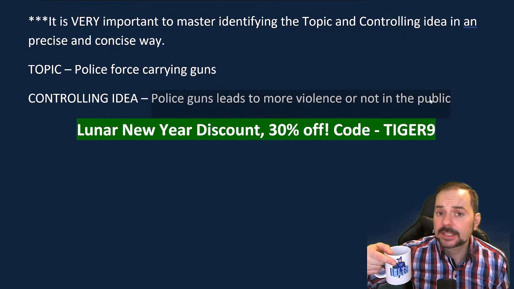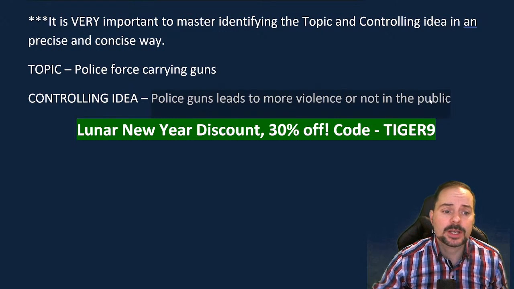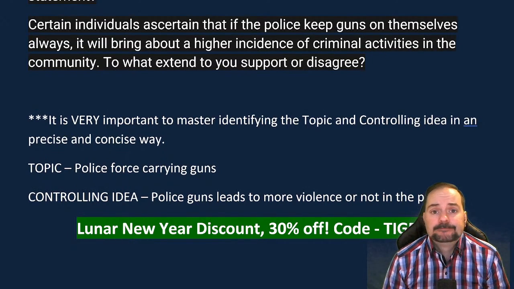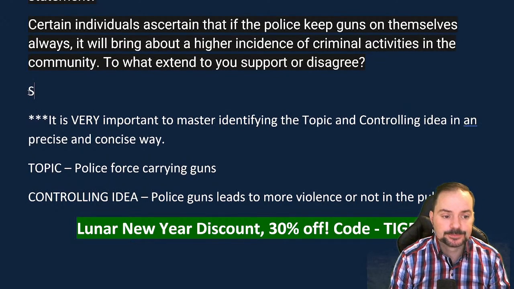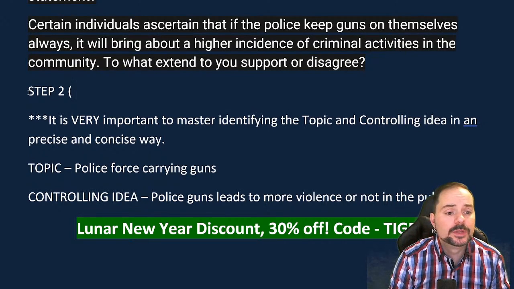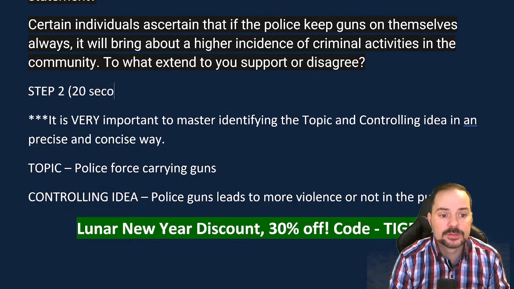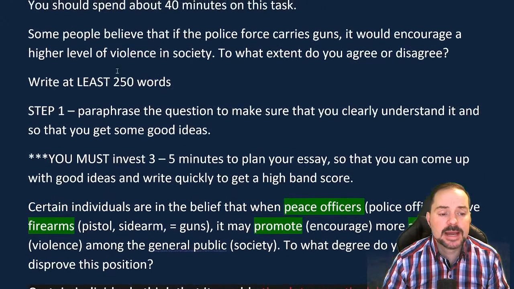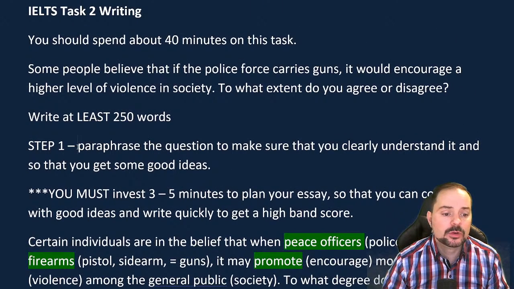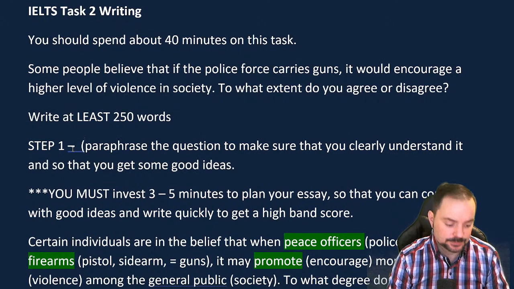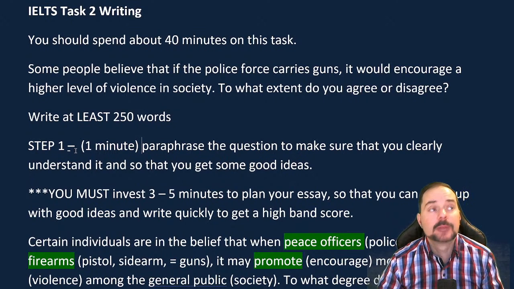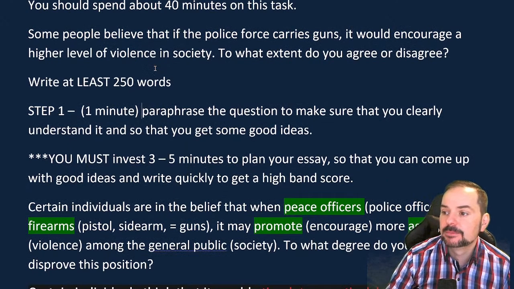Now again, ideally, when you get to the real IELTS, step 1 and step 2, what we're doing right here, is taking you no more than about a minute and a half. So this is step 2. During the real exam, this should really only take you 20 seconds at most. Step 1, where you paraphrase the question, as long as you've practiced, this should take you maybe 1 minute at most. So if you're thinking about the actual time during the real exam.